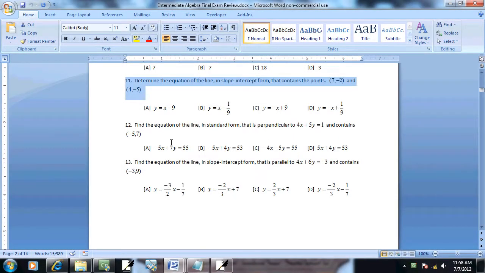Let's take a look at problem number 11. It says determine the equation of the line in slope-intercept form that contains the points (7, -2) and (4, -5).